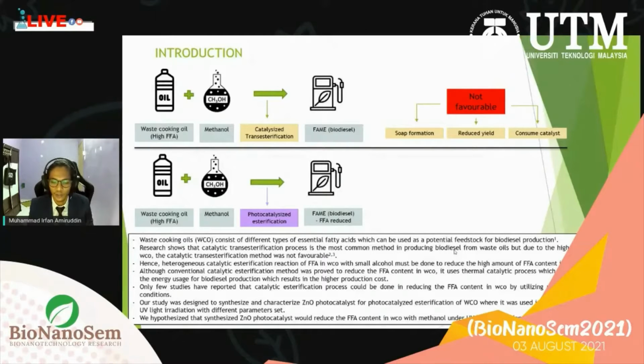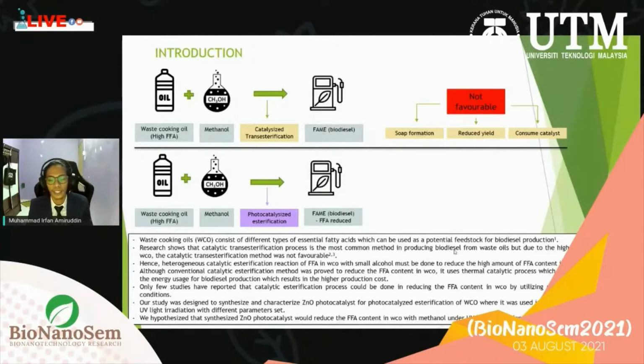Research shows that the catalytic transesterification process is the most common method in producing biodiesel from waste oils, but due to the high content of free fatty acid in WCO, the catalytic transesterification method was not favorable. Hence, heterogeneous catalytic esterification reaction of free fatty acid in WCO with small alcohol must be done in order to reduce the high amount of free fatty acid content in WCO.